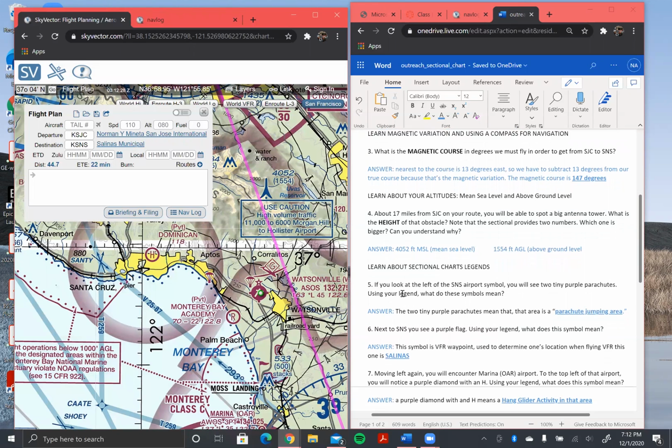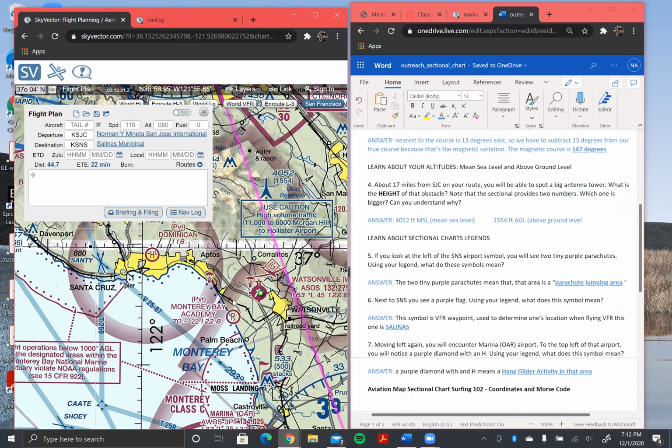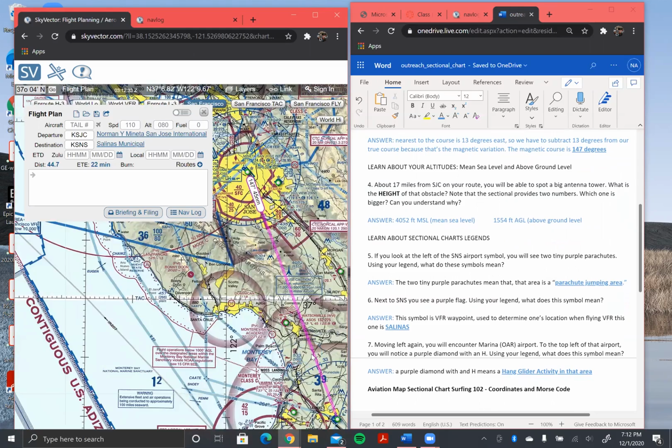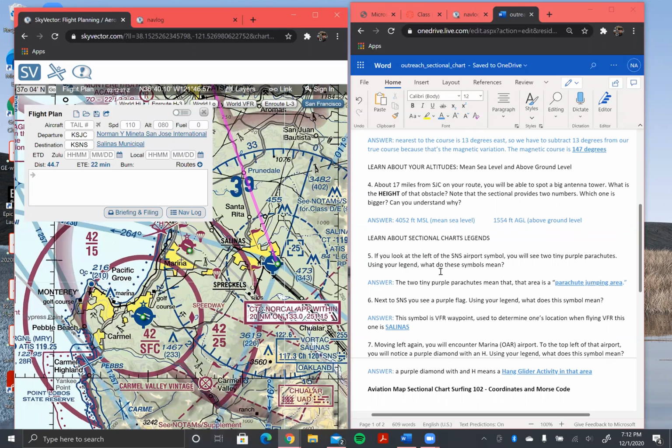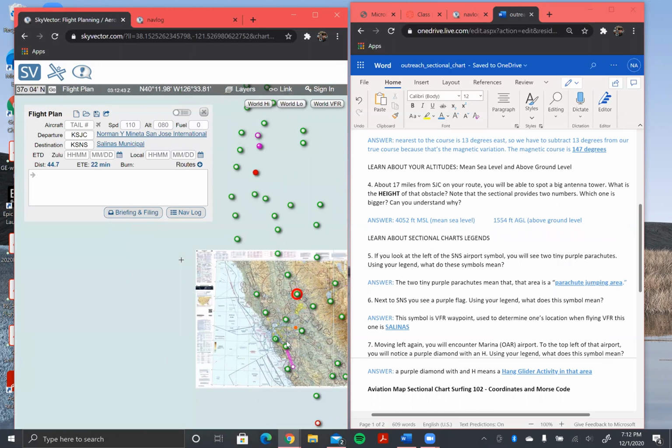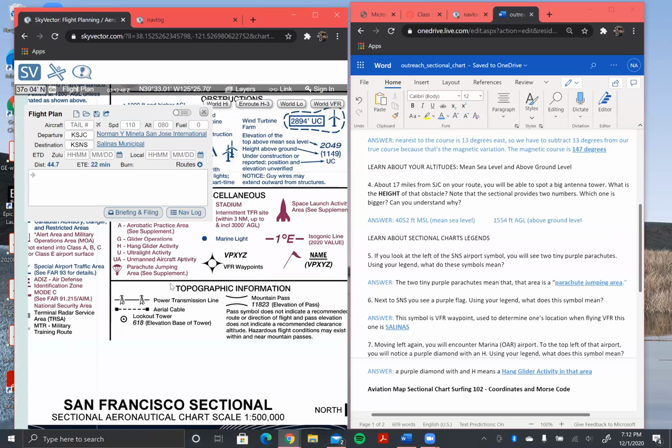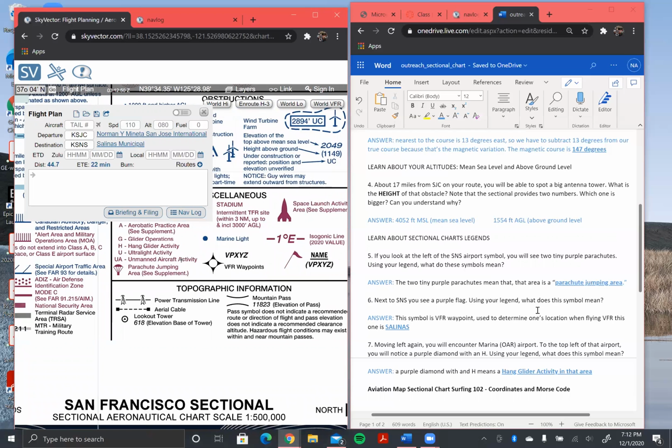Number five, if you look at the symbol on the airport, Salinas Airport, there's two tiny purple parachutes. So tiny purple parachutes, if you look at the legend up here, that just means it's a parachute jumping area. So that's what I put right here.